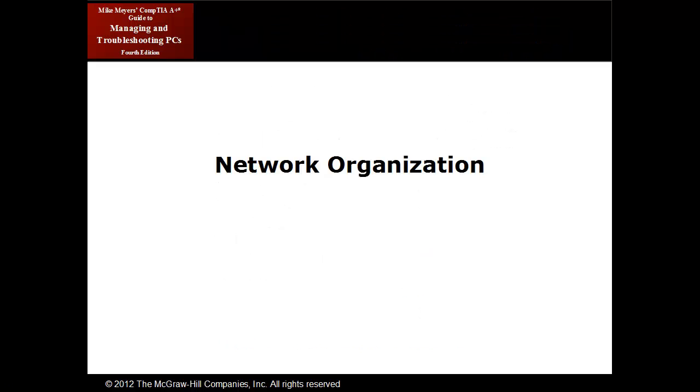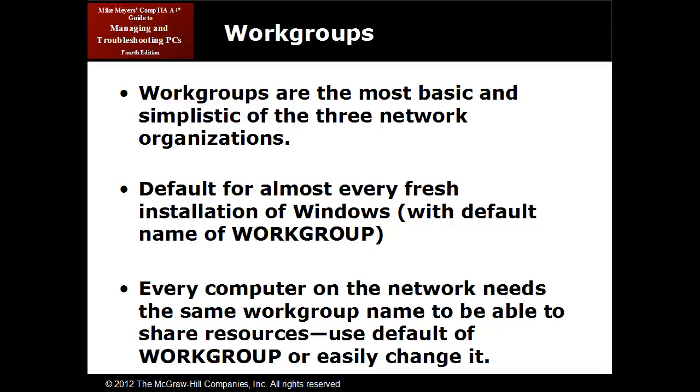Okay, the last major section is network organization. How do we get these things to talk together and work together logically, and even make it happen? Workgroups. Workgroups are the most basic and simplistic of the three network organization methods. It's default for almost every fresh installation of Windows. And in fact, it'll even default to workgroup in most cases. Sometimes for some computers, depending on how they're set up or which version of Windows, they might default to home, or a couple different things that could be done. But you can change that.